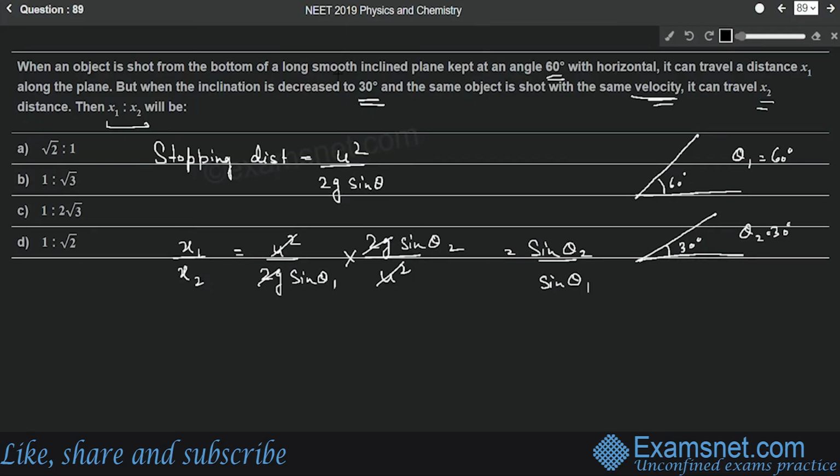Now theta 2 is 30 degree, theta 1 is 60 degree. That means sine of 30 degree divided by sine of 60 degree. Now sine 30 degree is equal to half and sine 60 degree is equal to root 3 by 2. So root 3 and 2 will go up, and 2 is cancelled. So it will be 1 by root 3. So the ratio will be 1 is to root 3. That means option B will be the correct answer.